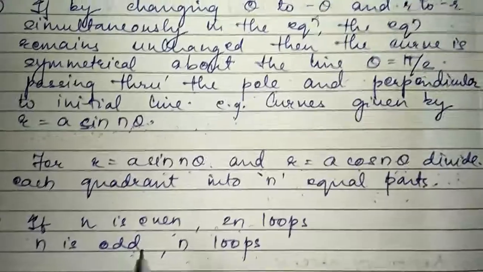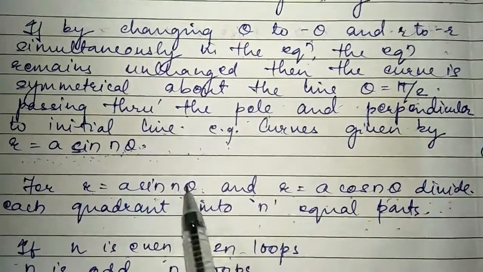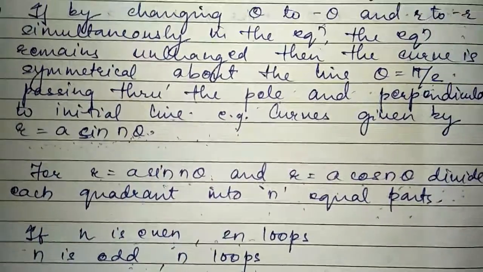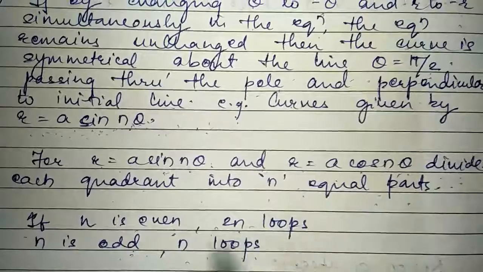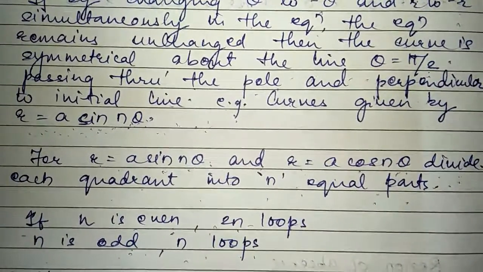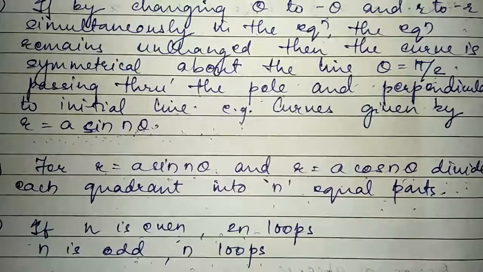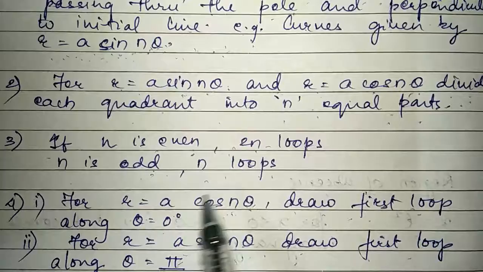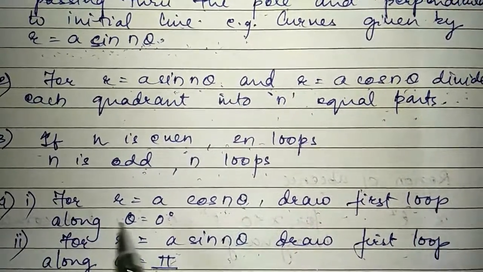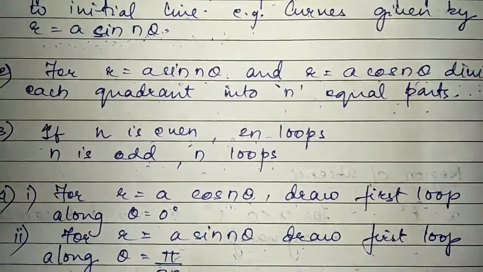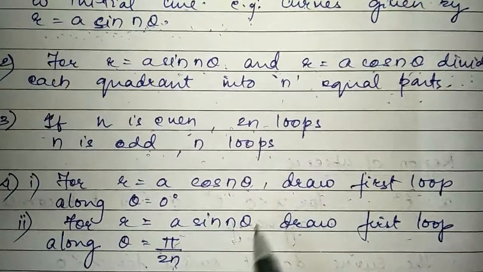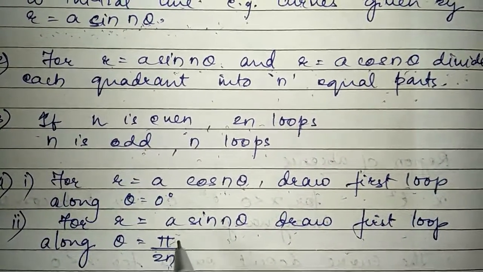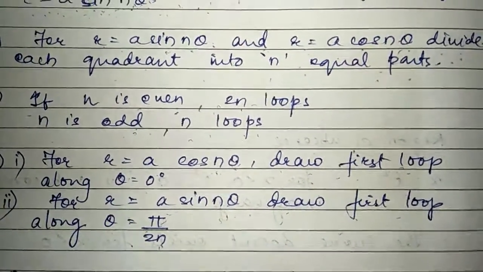Then to trace the curves, for r is a sin n theta or r is a cos n theta, we divide each quadrant into n equal parts. If n is even, we will have 2n loops for the curve, and if n is odd, we will have only n loops. For r is equal to a cos n theta, the first loop is drawn along the line theta is equal to 0 degrees. And for r is equal to a sin n theta, the first loop is drawn along theta is equal to pi upon 2n.